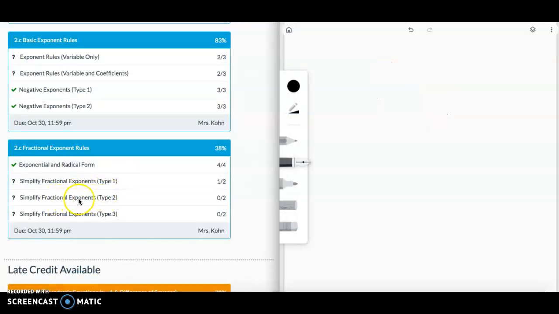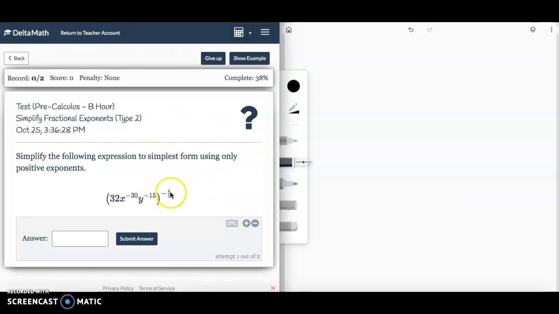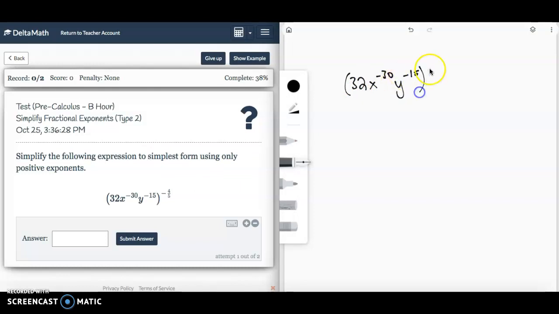Now we have to be able to do simplifying fractional exponents type 2. All right, so now we're going to apply this. We can deal with fractional exponents now because we can rewrite them as radicals. But this one says simplify the following expression to simplest form using only positive exponents. So we'll just make sure that at the very end we only have positive exponents. 32, x to the -30th, y to the -15th, and then that's all to the -4/5.